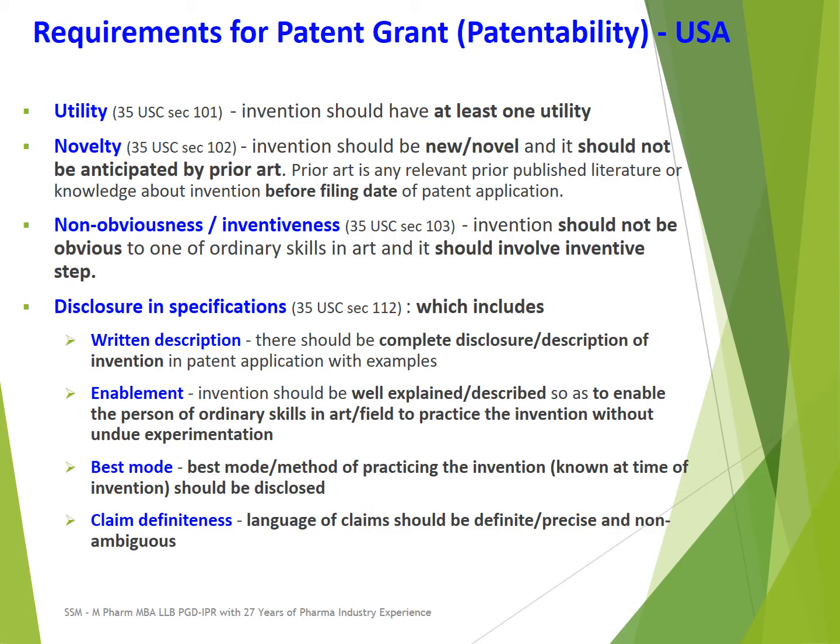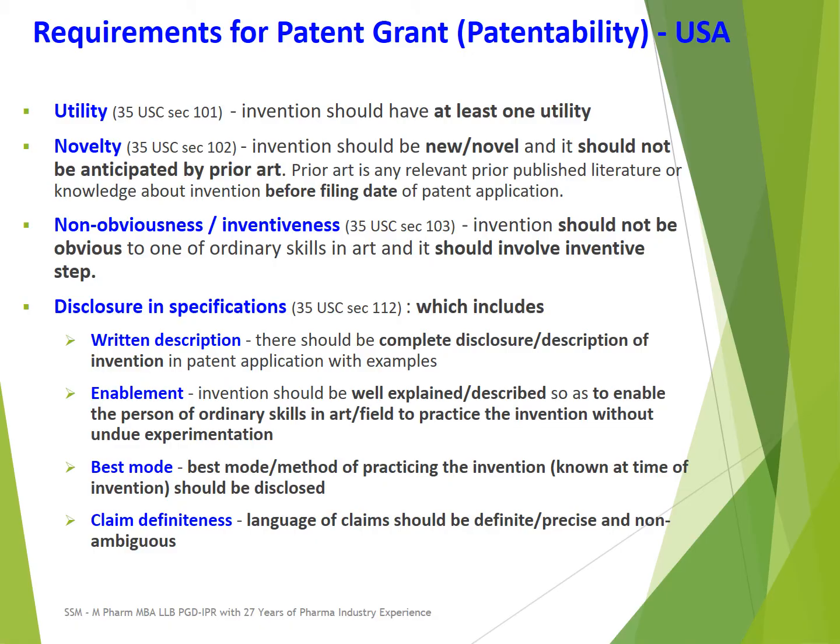It can be challenged on basis of utility. Somebody may challenge that your invention is not having any use. Somebody may challenge that your invention is not new. He may cite some reference before your invention date or filing date. Somebody may challenge the invention as obvious to person of ordinary skill. And somebody may challenge that you did not disclose the invention completely with example. You did not disclose the enablement of your invention in the description. It is not enabling a person of ordinary skill in the art.